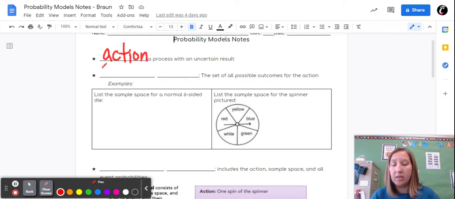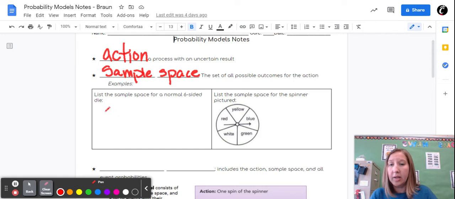And then our next set of vocabulary here is sample space. And we talked about that already as well. A sample space is the set of all possible outcomes for the action. So looking at some examples here, the first one says list the sample space for a normal six-sided die. Again, a sample space is all the possible outcomes. So we're just going to list all the possible outcomes of rolling a die. And that would be 1, 2, 3, 4, 5, and 6.